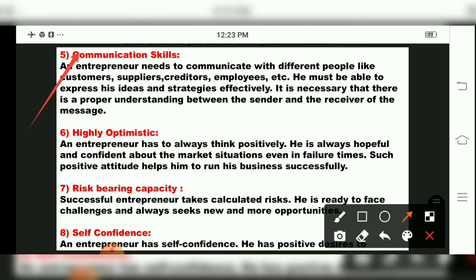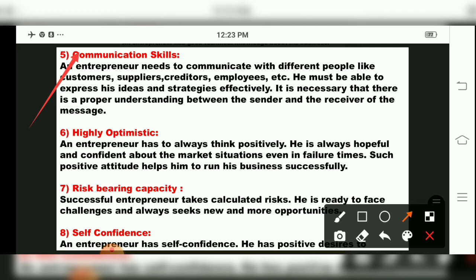So they have told the fifth characteristic is what? Regarding communication skills. So an entrepreneur needs to communicate with different people like customers, suppliers, creditors, employees, etc. He must be able to express his ideas and strategies effectively. So it is necessary that there is a proper understanding between the sender and the receiver of the message, children.